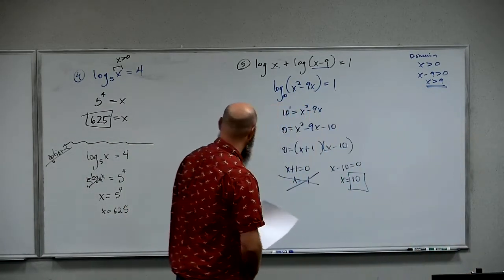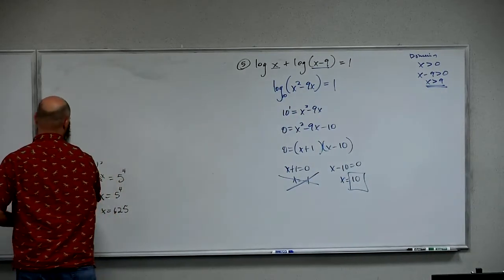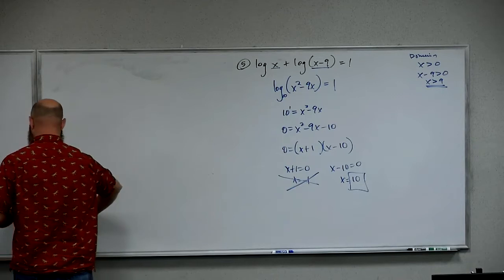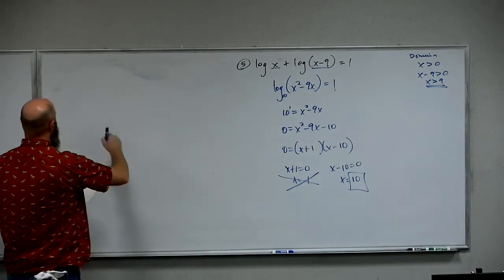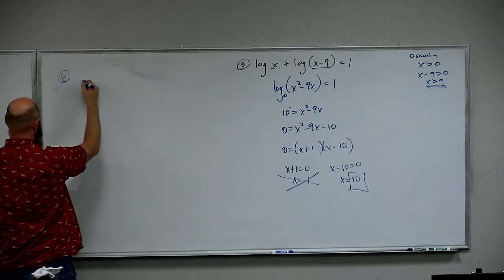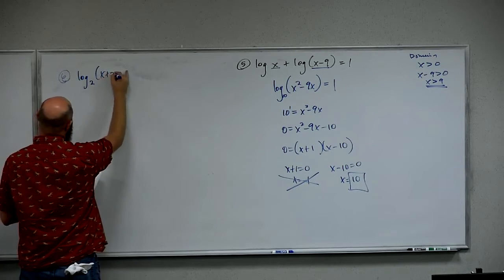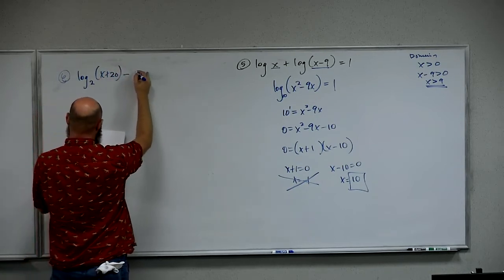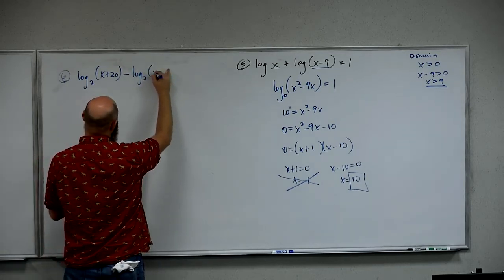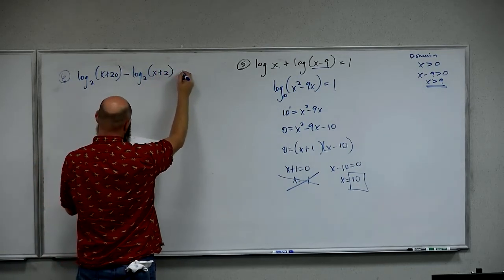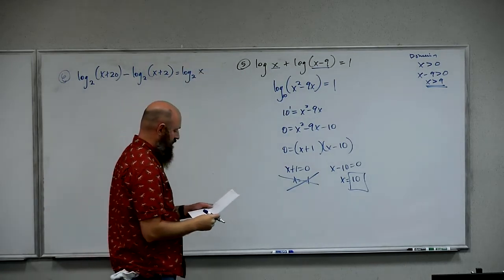All right, one more. We'll wrap it up here on these logarithms. Number 6, it states if we have log base 2 of x plus 20 minus log base 2 of x plus 2 equals log base 2 of x.